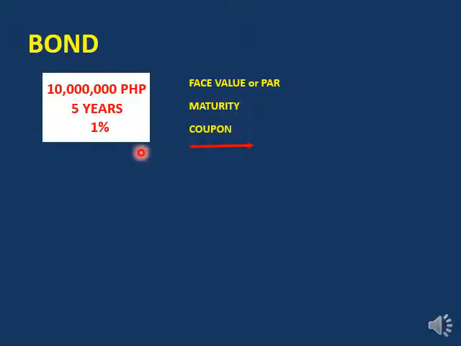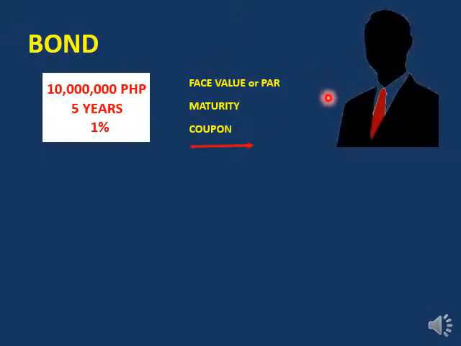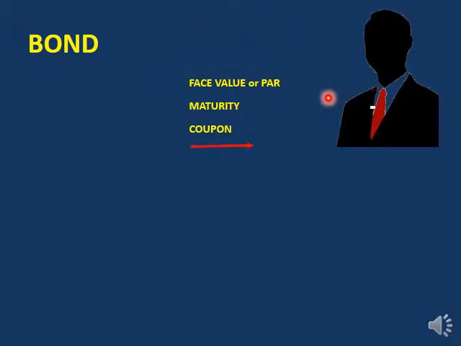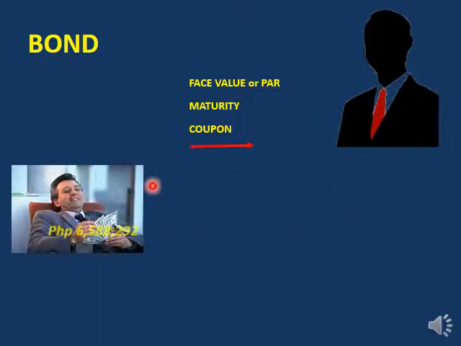And then I look for an investor who is willing to buy this bond. Assuming there is an investor willing to buy this bond for some amount, so I give this investor this bond, and in return, the investor gives me an amount. Let's say an amount of 6,588,292. Now I have a cash that I can use for maybe my business or for other investment.